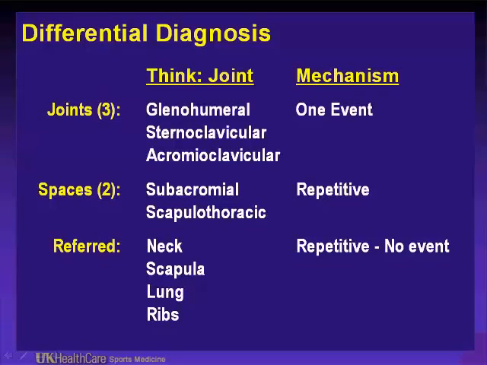Another diagnosis, subacromial bursitis. Others refer to this as impingement syndrome. However, that doesn't describe the specific entity of what structure is involved and what the problem is. Is it inflammation? Is it a tear, a partial tear?